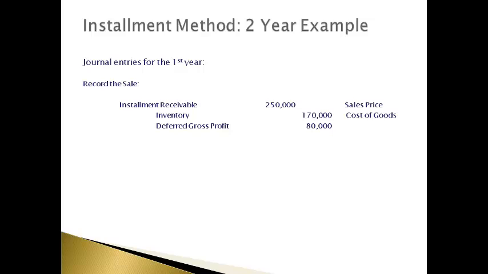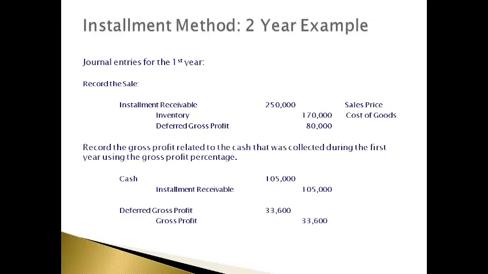The transfer of inventory and the installment receivable in the year of the sale is recorded. No sales or gross profit is recorded because cash is not received. Later, when cash is received, the receivable is reduced and a portion of the deferred gross profit becomes gross profit. The gross profit percent of the original sale determines the amount of gross profit.